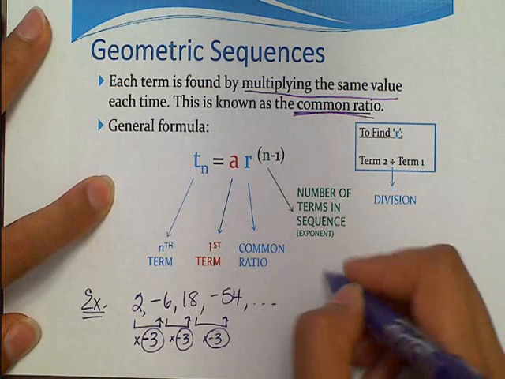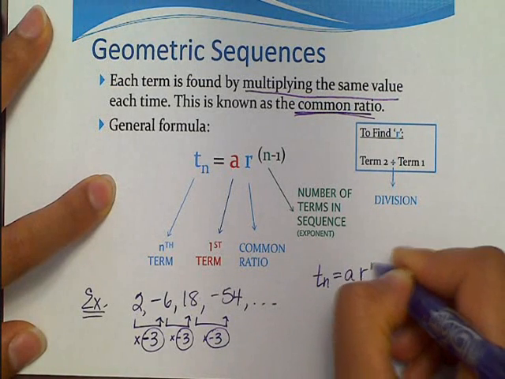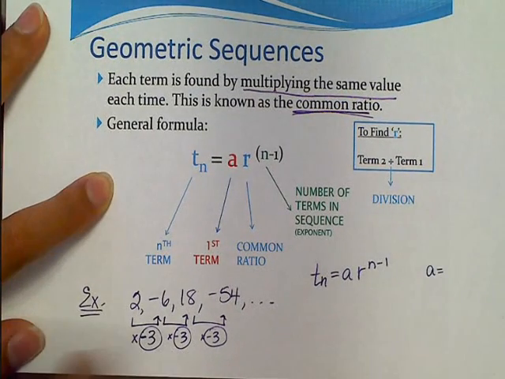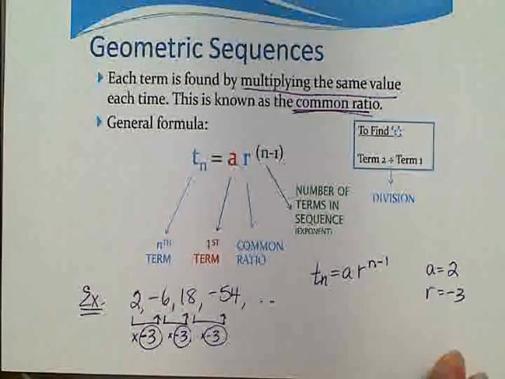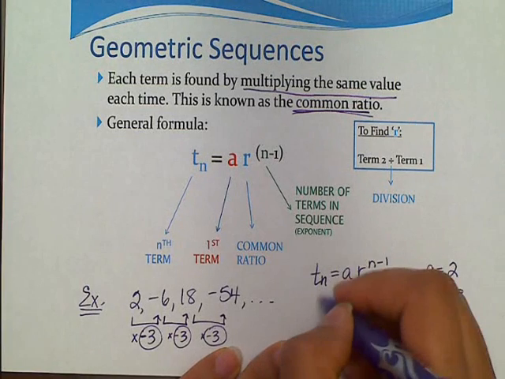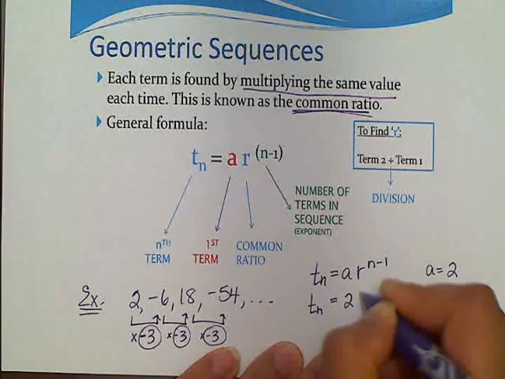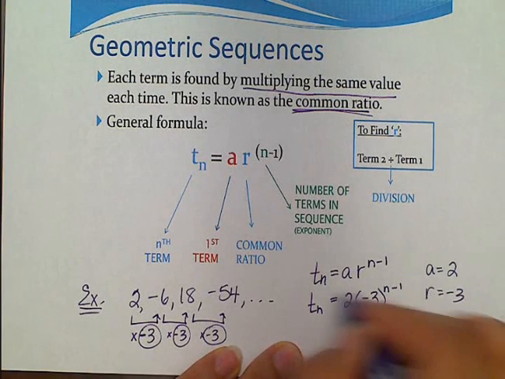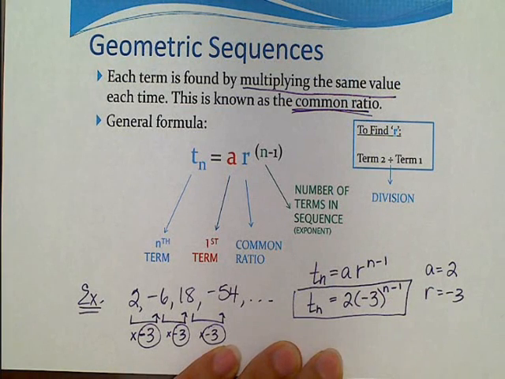So if I wanted to write a general term formula for this one, first of all, I have T of n equals a times r to the exponent n minus 1. And I know that a is equal to 2 in this case again. And r is equal to negative 3 in this case. So all I need to do is plug in these two numbers into the general term formula. I don't need to know how many terms I have right now. That's only if you wanted to solve. And so there's my general term formula for the geometric sequence.